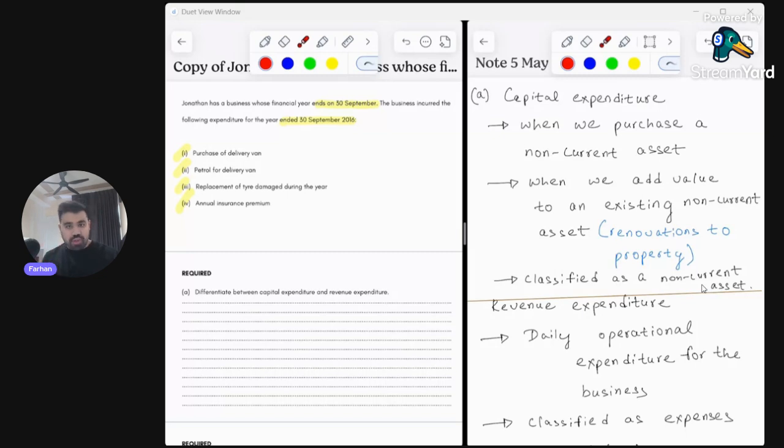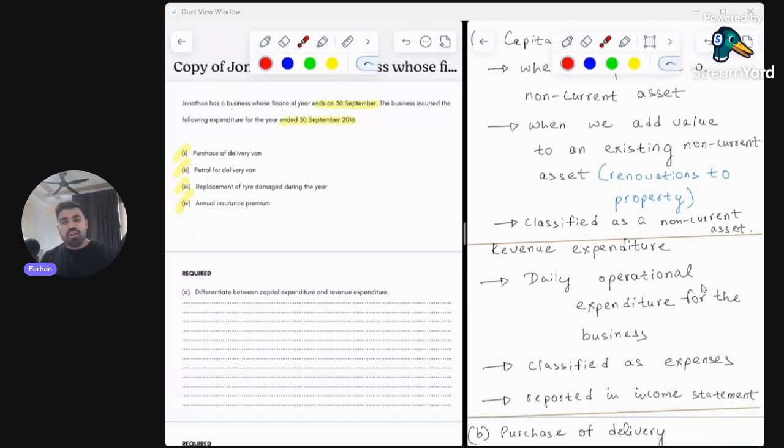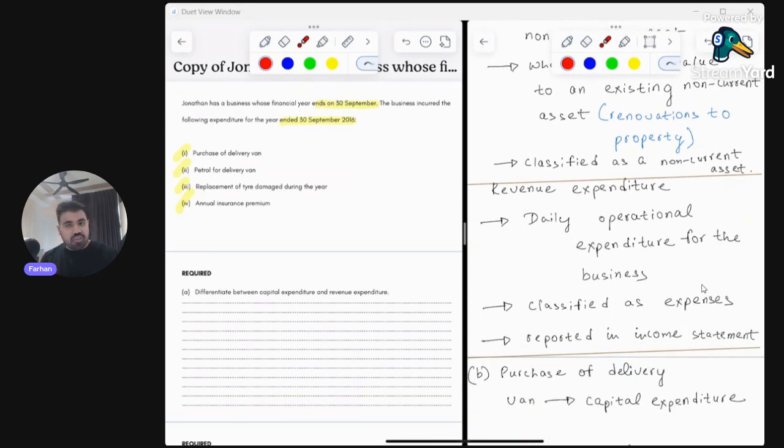Then you have got the revenue expenditure. The revenue expenditure refers to the day-to-day operational expenditure for the business. Simply saying, it's just expenses which we report in the income statement. This could be, for instance, insurance expense, petrol expense, maintenance expenses, utilities expenses, basically anything that helps the business run its daily operations.